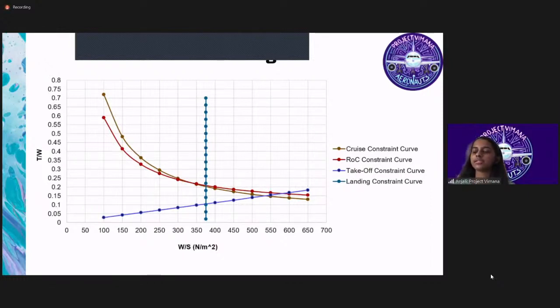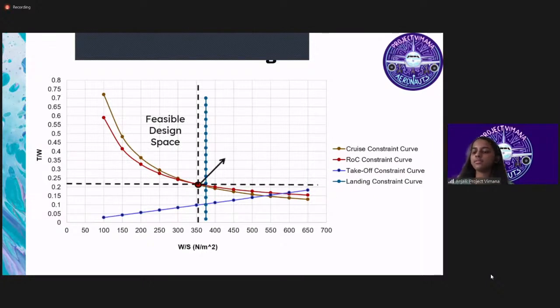The feasible region from which we could choose our thrust to weight ratio was on the left of the landing constraint, above the other curves. And from this region, we took the lowest thrust to weight possible as 0.21. And we found the wing loading to be around 375 newtons per meter square. Thank you.